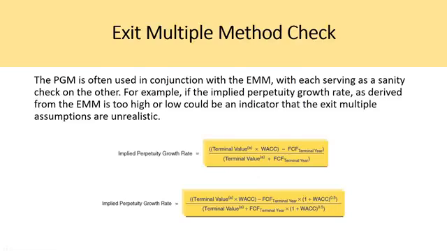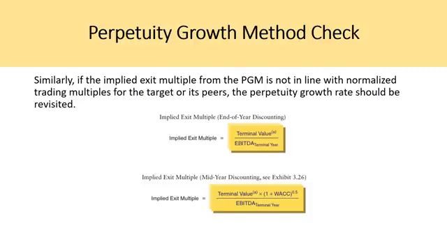Now, the PGM is often used in conjunction with the EMM, with each serving as a sanity check on the other. For example, if the applied perpetuity growth rate, as derived from the EMM, is too high or low, it could be an indicator that the exit multiple assumptions are unrealistic. So these are calculations that you can use to really check the projections that the exit multiple produced, right? I won't spend a lot of time on this. You can pause the video and try these calculations out for yourself. It's the same thing with the perpetuity growth method. There are different ways you can check these projections. It's better to really just understand the PGM and the EMM right now, whereas making those checks is much more advanced and just for senior bankers.